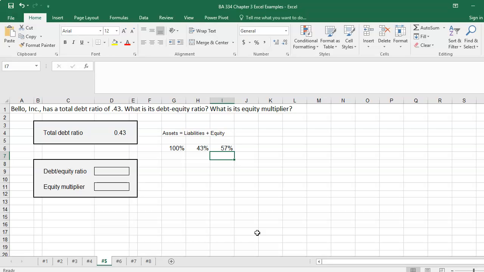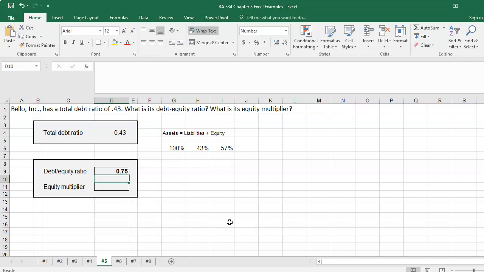The debt to equity ratio is the debt ratio divided by the equity ratio, or total debt divided by total equity if we had a balance sheet to give us numbers. So debt divided by equity. So we get a debt to equity ratio of 0.75.